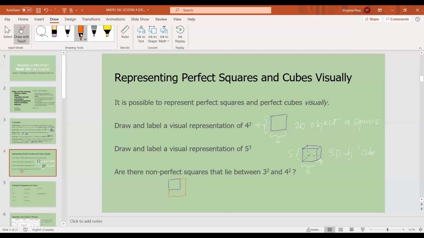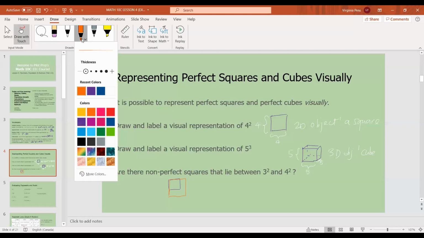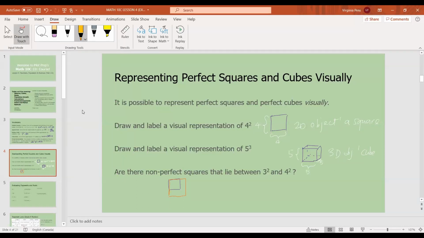So right now, think of it as a 3 squared inside of a 4 squared. The purple would be the 3 squared and the orange would be the 4 squared. You can see that it is possible to draw other squares in the space between. For example, the yellow part could be something like 3.5 squared or something like that. So yes, there are actually non-perfect squares. Non-perfect squares means squares that aren't integers that lie between 3 squared and 4 squared.